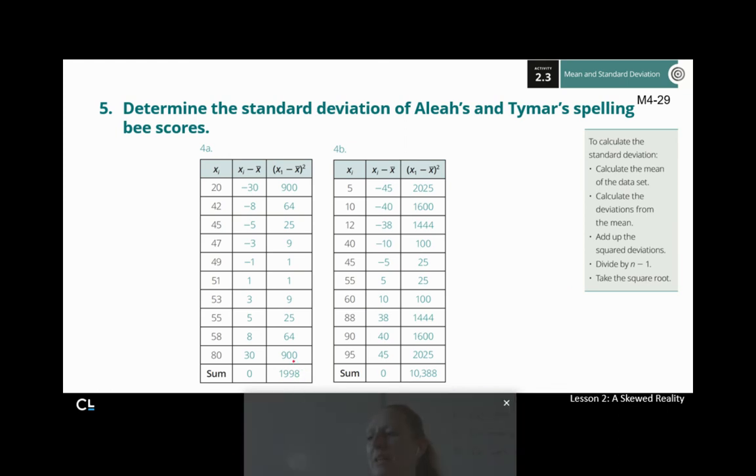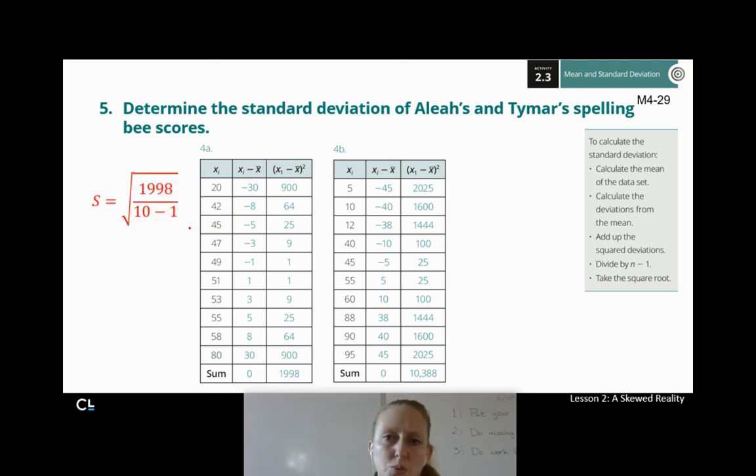All right, so I'm going to take my 1998. There's 10 of these, so I'm going to divide by 10 minus 1, which is, of course, 9. I'm going to use my calculator. 1998 divided by 9 is exactly 222. Terribly convenient. If I do the square root, I get about 14.90, something like that. Which is less, actually, than Jack's from earlier, right? So Aaliyah has a smaller standard deviation than Jack does.